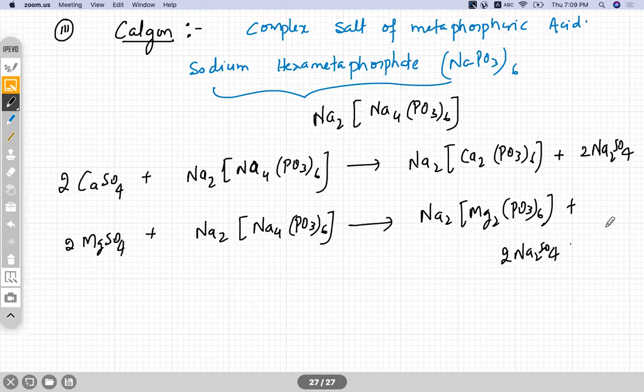Okay, this is how it removes the hardness. Sorry, Calgon removes only permanent hardness, write down. It removes only permanent hardness.